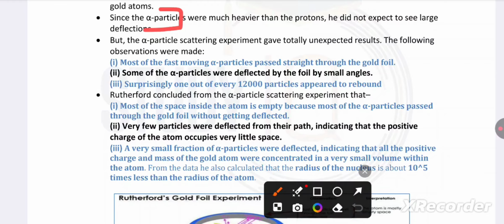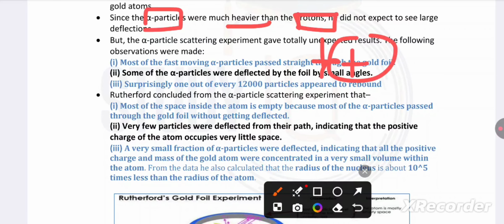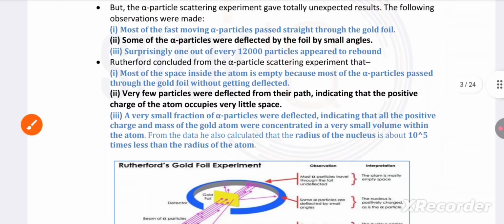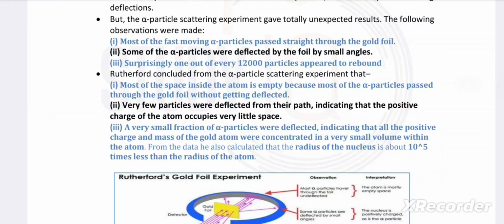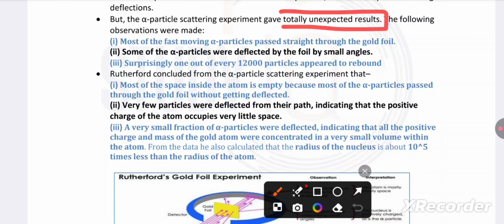We know alpha particles are heavier than protons. A proton is nothing but a positively charged particle inside the nucleus. He did not expect this number of deflections. He got a totally unexpected result after this experiment.